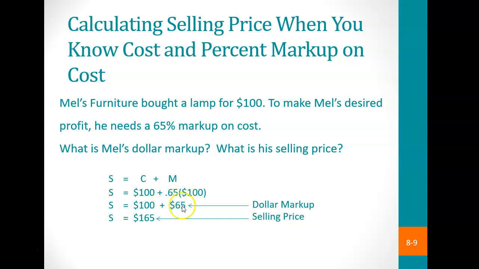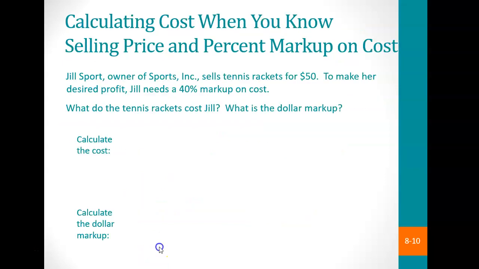65% of 100 would give us $65. Therefore, in this illustration, the selling price will equal $165. This represents the cost plus the markup of 65% of the cost, and again, the selling price will equal $165. For each problem, we have to make sure we understand how we're doing the calculation. Sometimes the markup can be based upon cost, other times it can be based upon selling price.